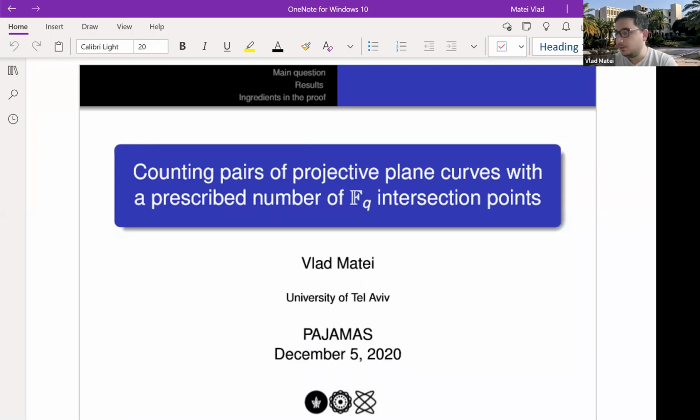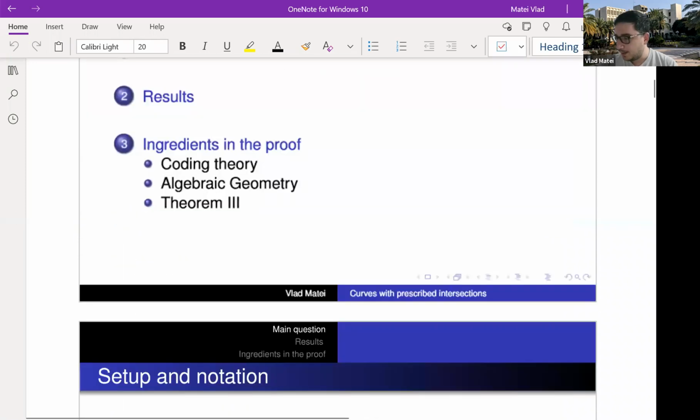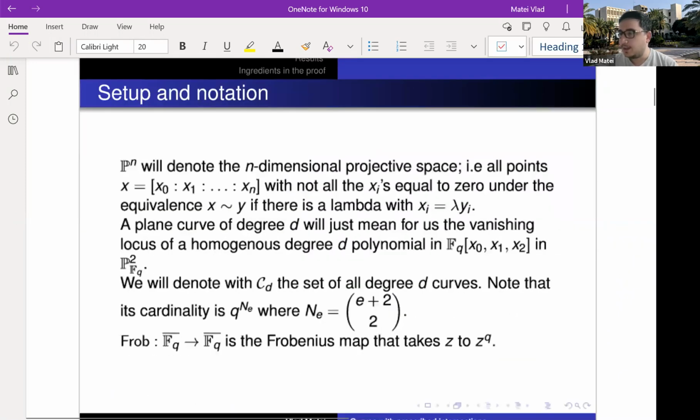So I want to tell you a little bit about this project, a part of which is finished and a part of which is still ongoing. Let me do some basic kitchen stuff, like tell you a little about the setup before we get into things. For people who are not used to these, Pn is going to denote n-dimensional projective space. That means the space of points under this equivalence relation.